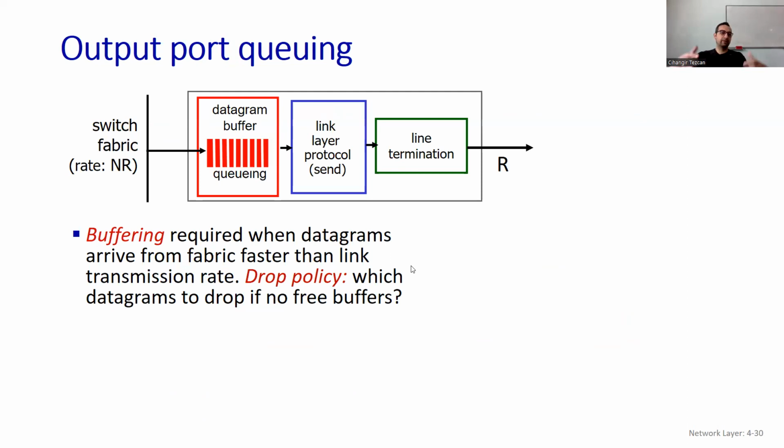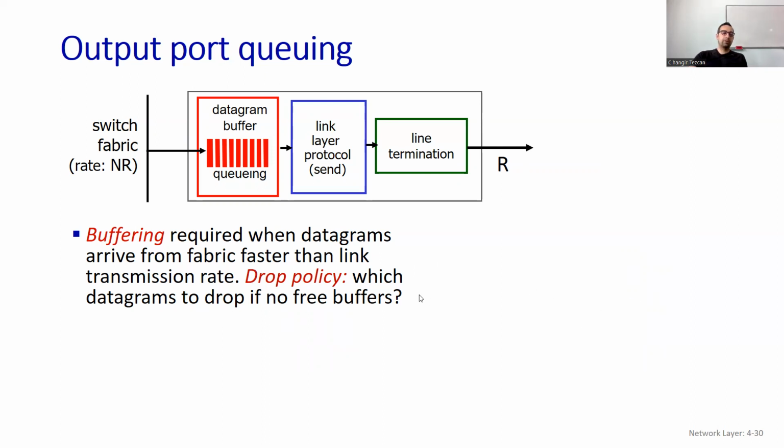So if your queue becomes really huge, you cannot have infinite memory. You have to drop some data. This is what we meant by buffer overflow. Buffering is required when datagrams arrive from the fabric faster than the link transmission rate. Drop policy: which datagrams to drop if there is no free buffer.